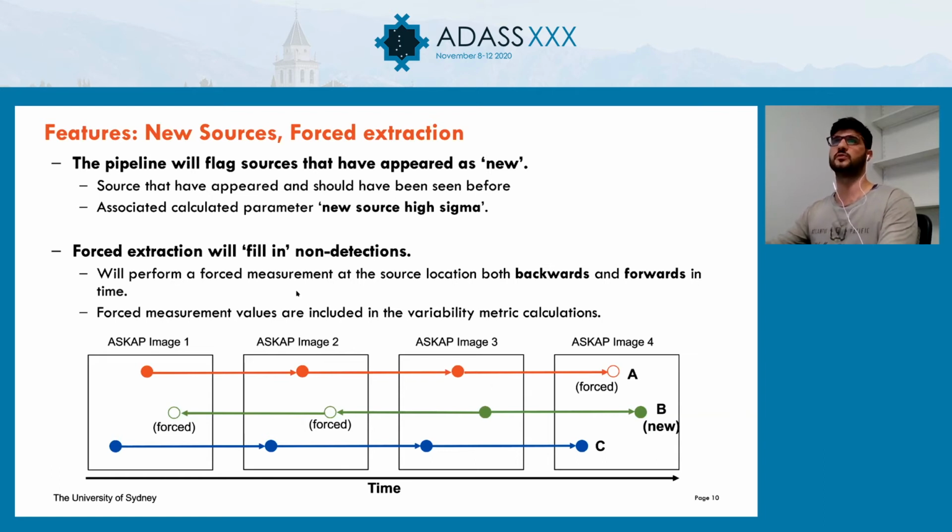And then we also force extract forward in time. For example, this source A was not detected in image 4, so we force extract. The force extraction code is custom code; we don't use any of those community codes like AEGEAN or others.